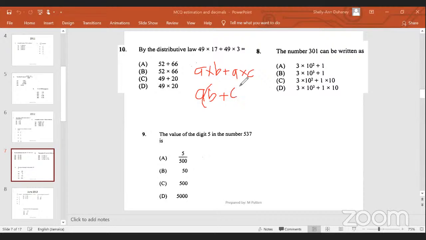So by looking at the question, we realize that 49 is common. So we have 49 outside and it is being multiplied by 17 plus 3. Sorry, 17 plus 3 equals 20. We don't see that answer there. What they basically did was to simplify it, so it is now 49, not plus 20, but times 20. So the answer is D.